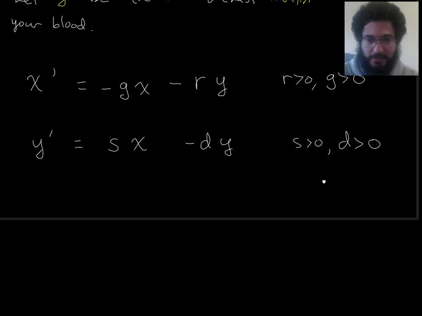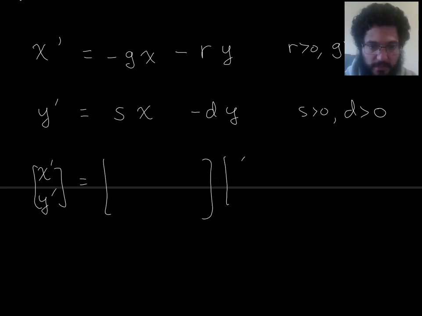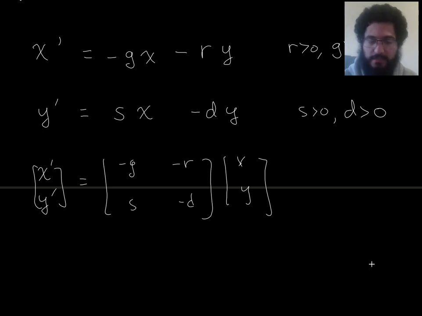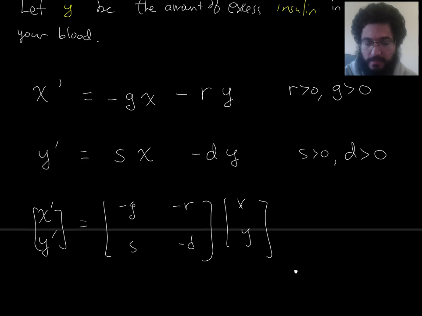Okay, so the first thing I want to do is write this in sort of a nice vector form. So x prime, y prime is the matrix times x, y. And the matrix is negative g, negative r, s, negative d. And all of the constants, g, r, s, and d, are positive. So let me just keep that in mind.